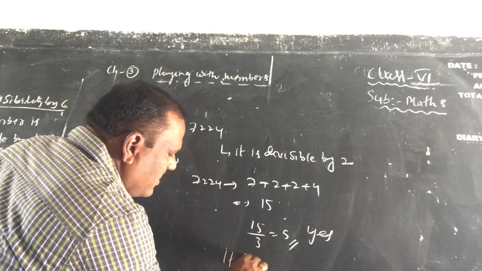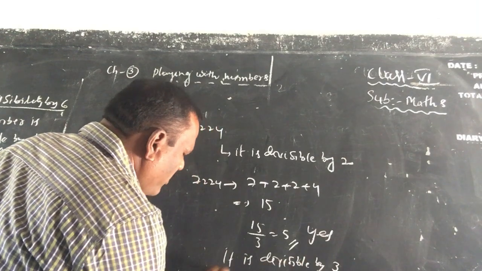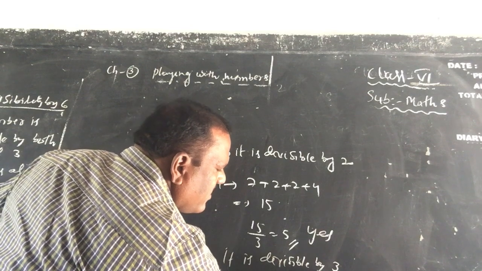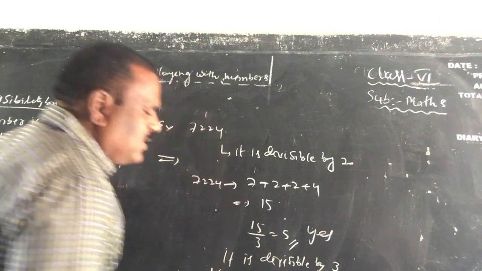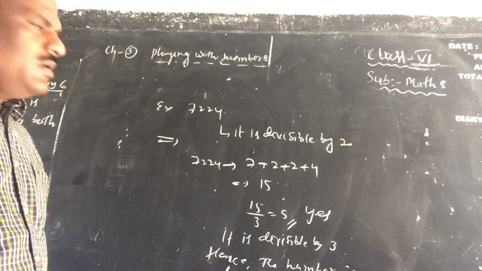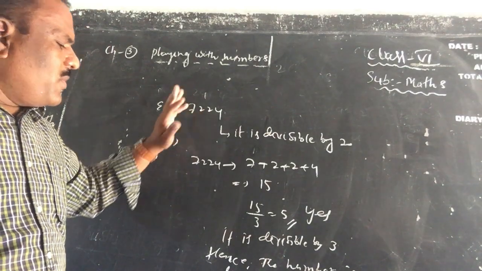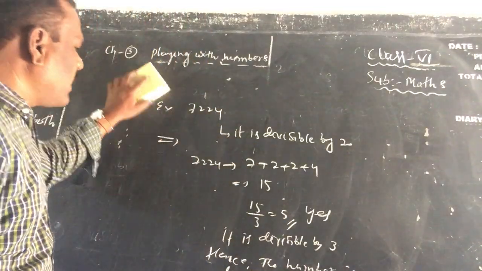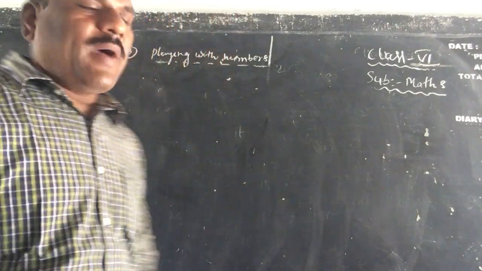So it is divisible by 3. Therefore, the number is divisible by 6, because the given number is divisible by both 2 and 3. Hence the number 7224 is also divisible by 6. So like this we have to check divisibility without actual division. Okay, so now divisibility by 9, children.